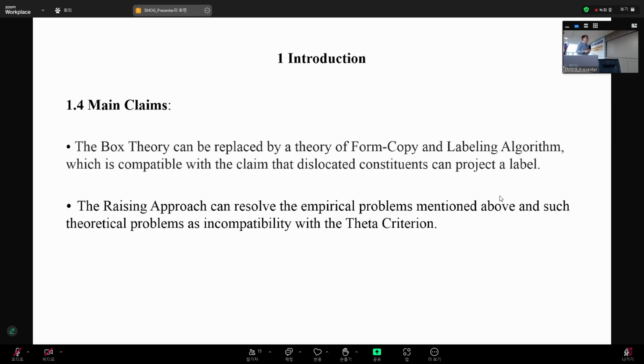In spite of all these problems, I'm going to argue that projection of dislocated constituent is possible. I claim that the box theory can be replaced by a theory of copy and labeling algorithm, which is compatible with the claim that dislocated constituent can project label. And I also argue that the labeling approach can resolve the empirical problems mentioned above.